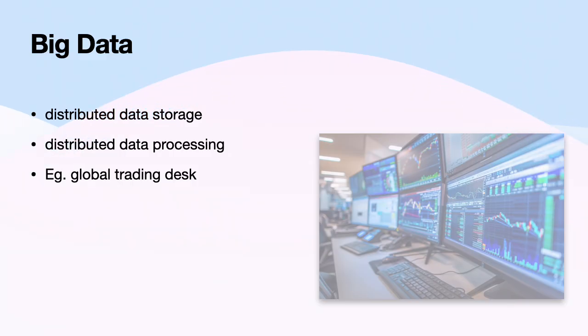Raw ticks stream into a cost-efficient object store as Parquet files, that's cold storage, partitioned by date and symbol for large-scale historical analysis. Recent ticks and current positions are kept in a fast distributed store to support low latency lookups and distributed processing.